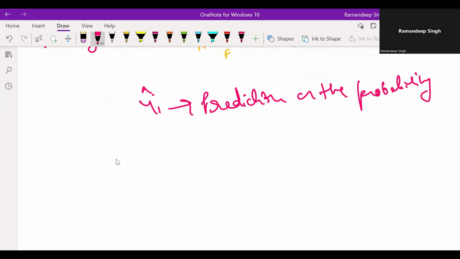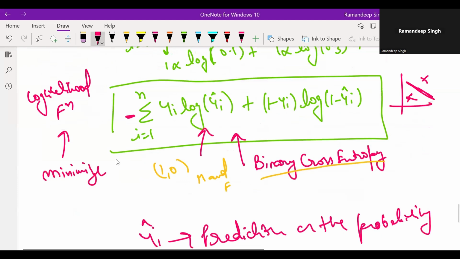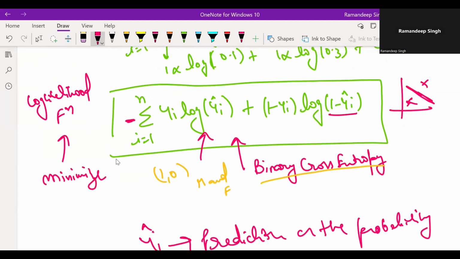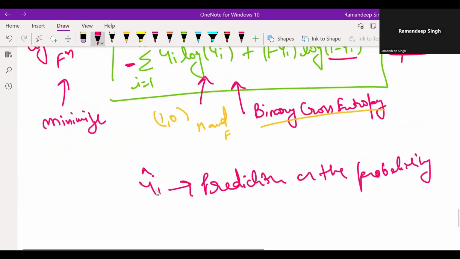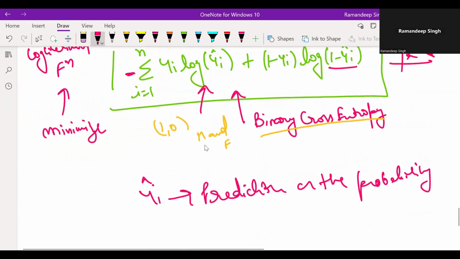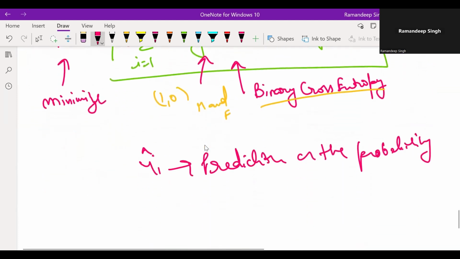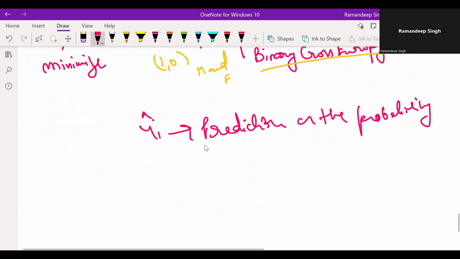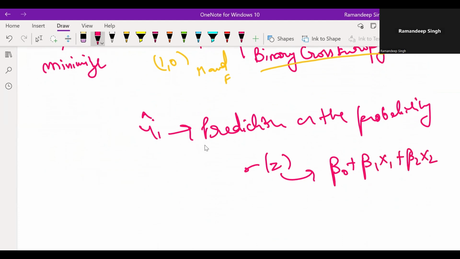Yi hat is the probability of the point being green, and 1 minus yi hat is the probability of a point being red, if the point is actually red. So this is the prediction or the probability. And how are we achieving it? It is coming from sigmoid of z, and then what is z? It is beta naught plus beta 1 x1 plus beta 2 x2.